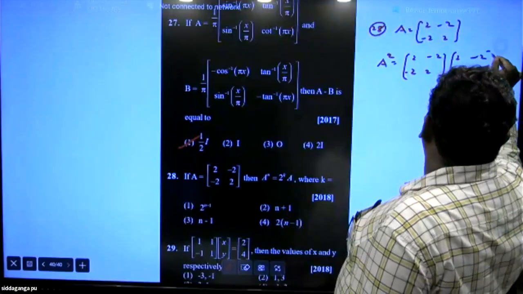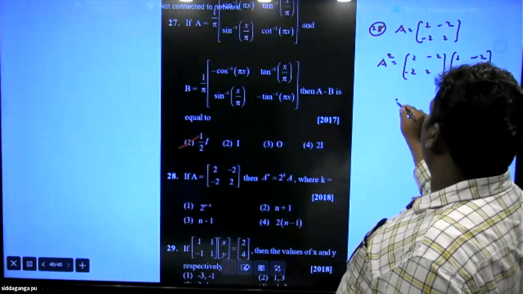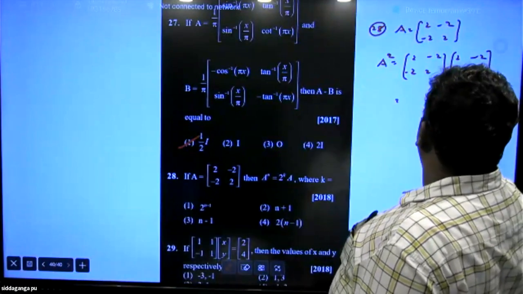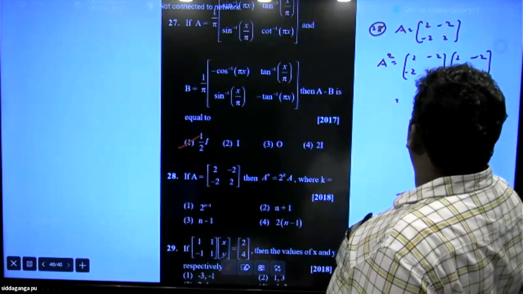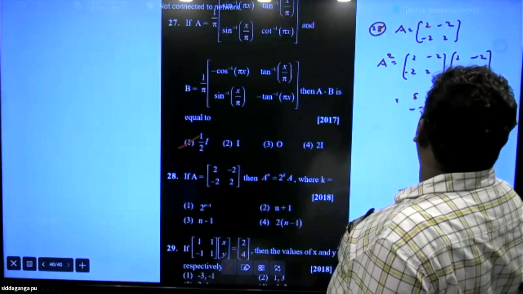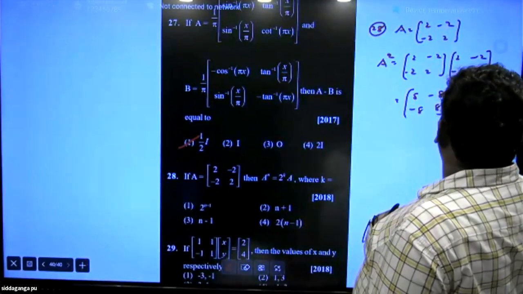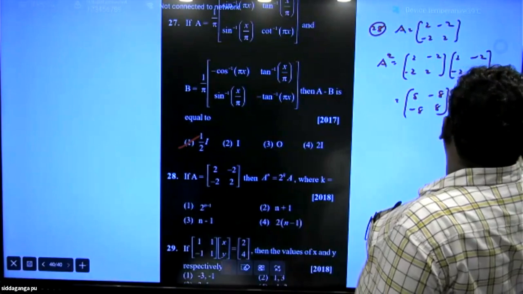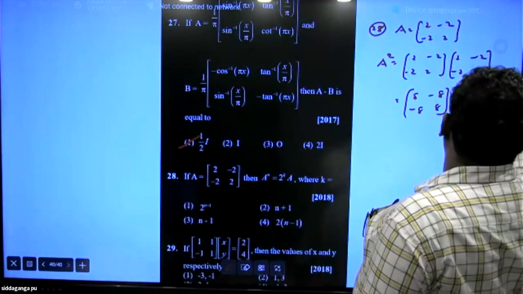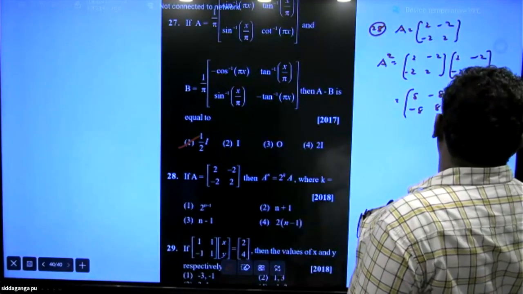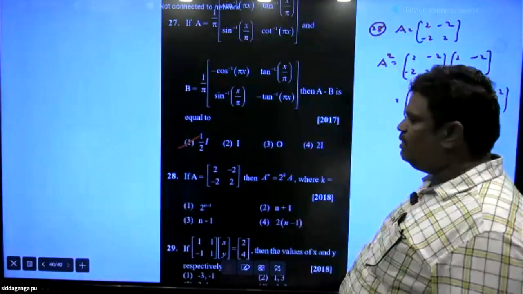Now with these two values, we can multiply the product. Here 4 plus 4 is 8, and minus 8, 8. We can take only 4 common: 2 square into 2, minus 2, minus 2, 2. This means this value is equal to 2 square into a value.